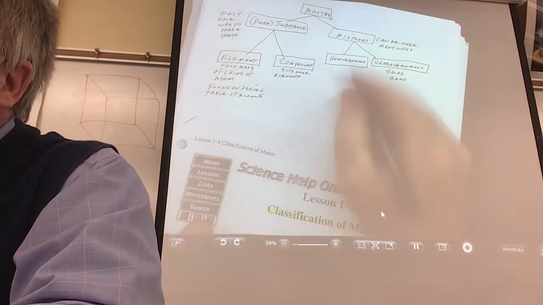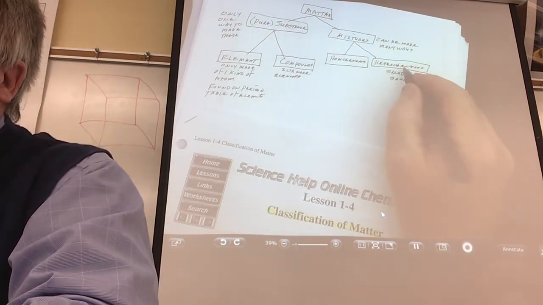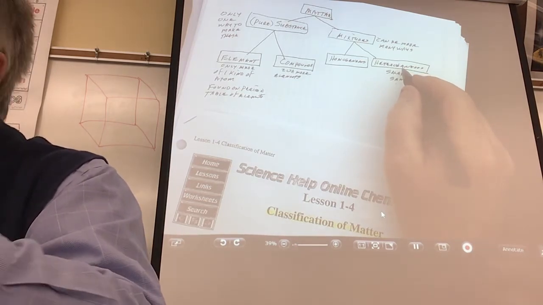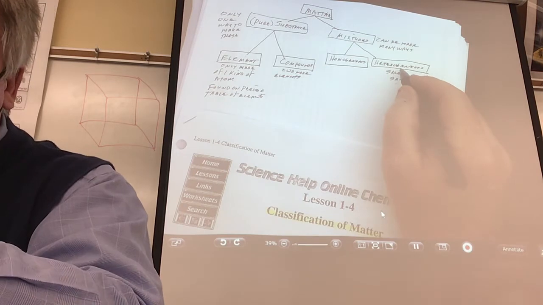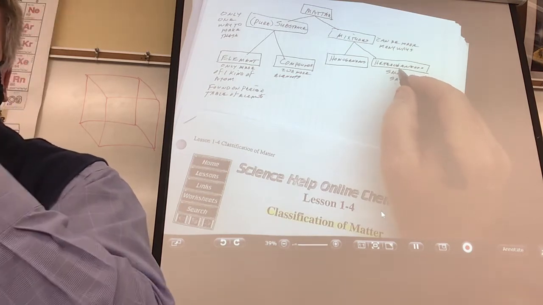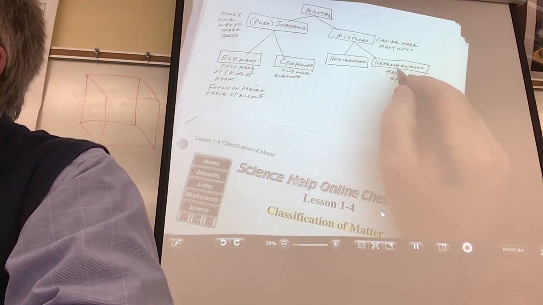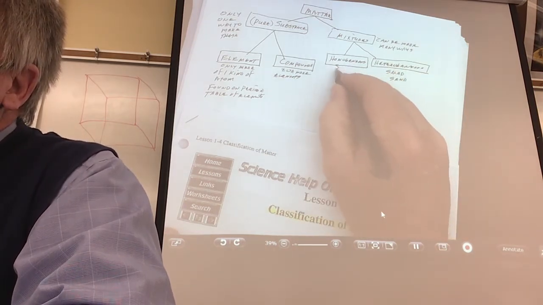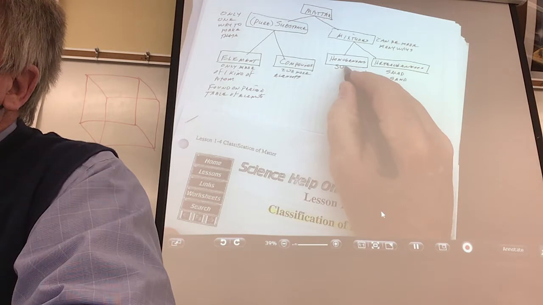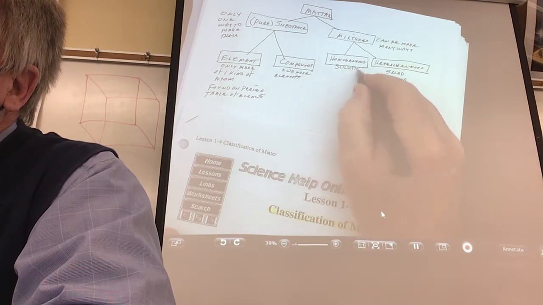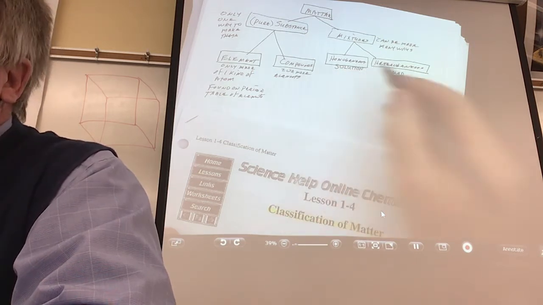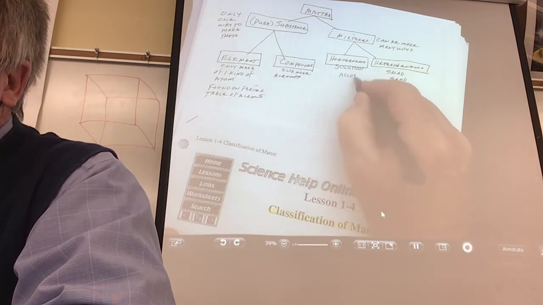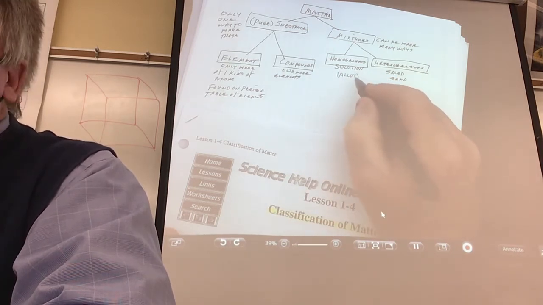All right, now watch right here. Heterogeneous mixtures are easy. You look at them and they look like more than one thing. Look at your skin. That's a heterogeneous mixture, isn't it? But what do you call a homogeneous mixture? It looks the same throughout. A solution. And again, one of the solutions that'll fool you the most would be an alloy, wouldn't it?